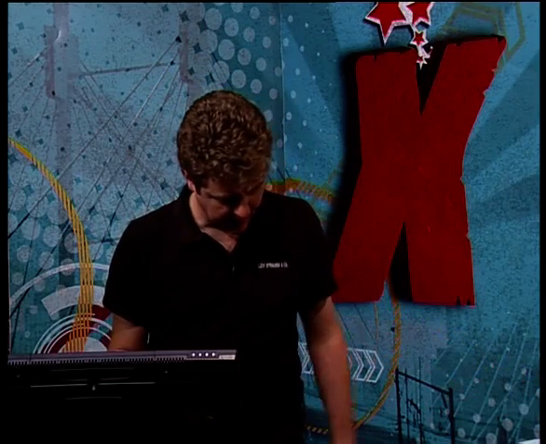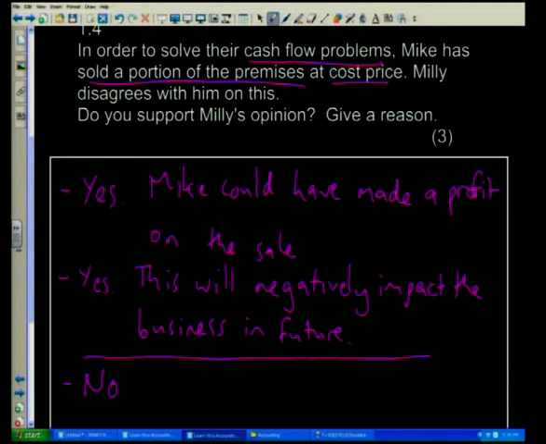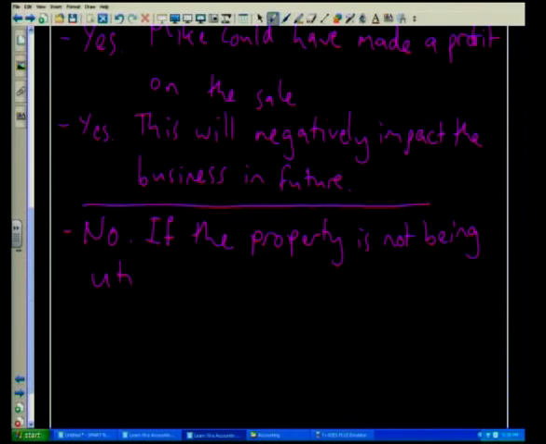We could say, for example, no, if the property is not being utilized, it could be sold, and then that cash that you receive could be used to do something else. Maybe the business is in urgent need of a new machine that would be able to bring in massive amounts of profits in the future. Maybe the business is in urgent need of a new delivery vehicle.